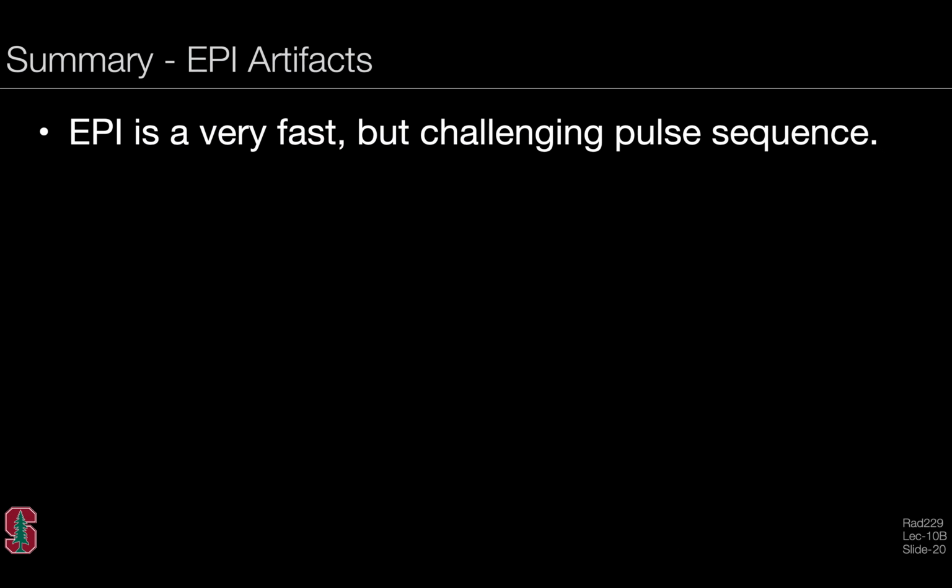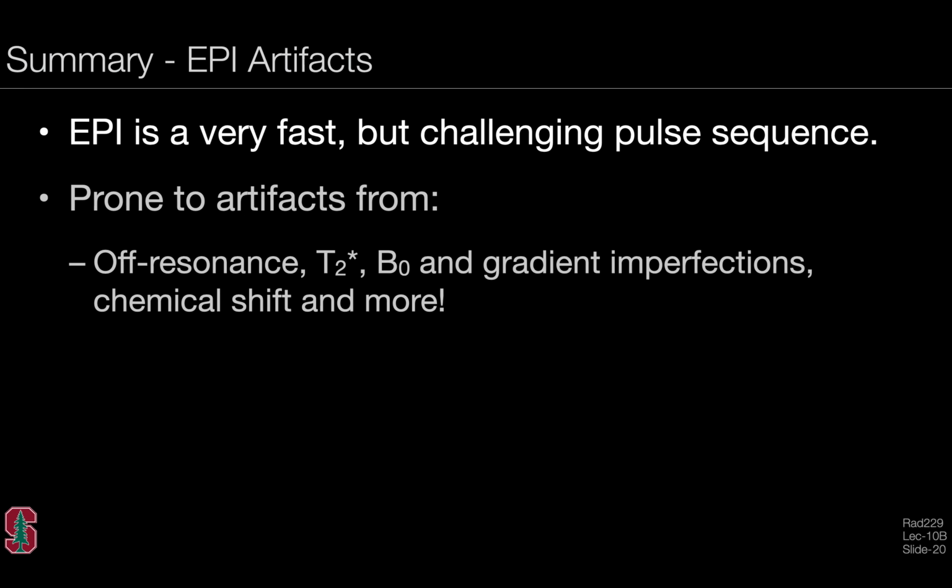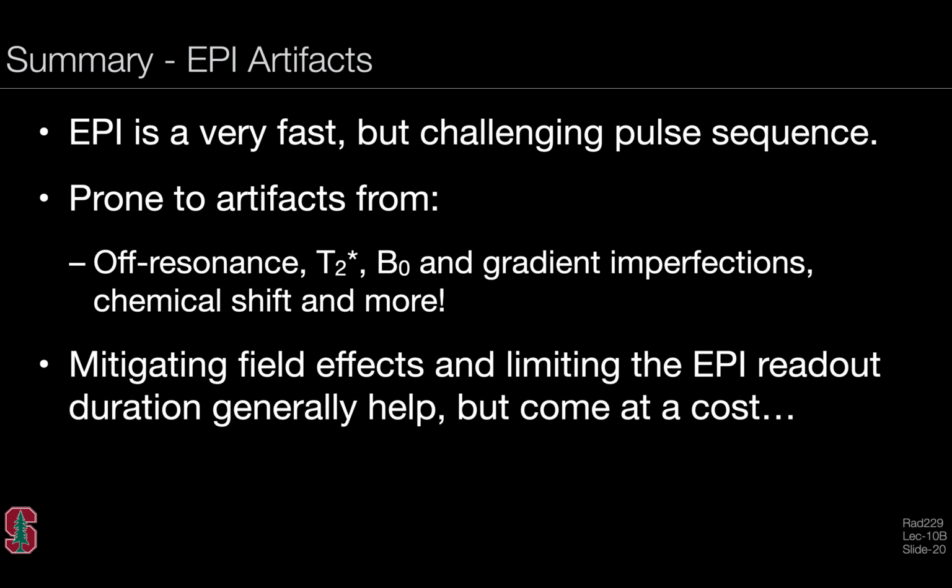So in summary, EPI is a very fast but challenging pulse sequence. It's prone to artifacts from off-resonance, T2 star, B0, and gradient imperfections, chemical shift, and more, which makes it challenging. Hopefully this lecture is useful for identifying some of the individual artifacts that will appear in a composite echoplanar image, which of course is susceptible to all of these artifacts on top of one another. Mitigating field effects and limiting the EPI readout duration generally help, but of course they also come at a cost. There are always some trade-offs in terms of increasing or decreasing the echo spacing or undersampling the k-space trajectory.